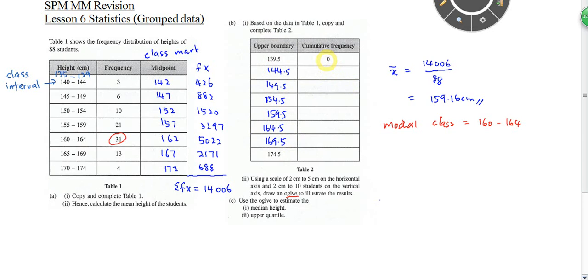So how do we get the cumulative frequency? The frequency over here is 0, right? Okay, so the next one, 0 plus 3, you get 3. 3 plus 6, you get 9. 9 plus 10, you get 19. Keep on adding. 19 plus 21, you will get 40. 40 plus 31, you get 71. 71 plus 13, you get 84. Plus another 4, you will get 88. So this is the total frequency.